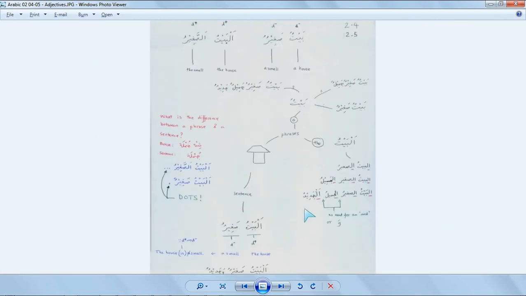But they've combined a couple of new concepts. One is the concept of a sentence, and the type of sentence is a nominal or a noun sentence, i.e. it begins with a noun, and that's called Jumlat al-Ismiyya. But don't worry about these terms, we will come back to them again.